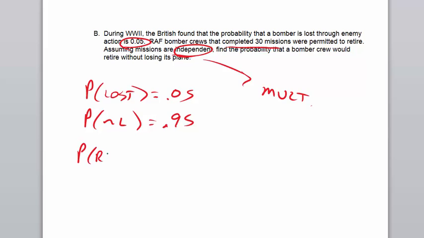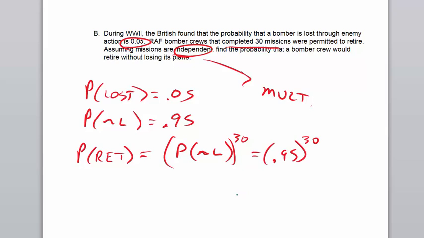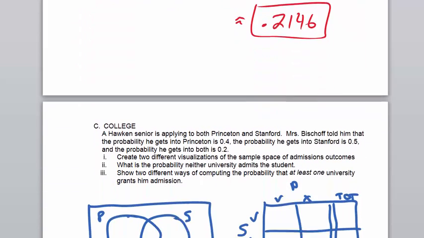What's the probability that you retire? Well, that's the probability that you don't lose your plane 30 times, and because they are independent, I can just multiply all those together. And so I had to do that 30 times. So this is 0.95 raised to the 30th, which is about 0.2146. What that means is there was slightly more than a 21% chance that a bomber crew would retire, or roughly 1 in 5 retired, 4 out of 5 were shot down. World War II, pretty brutal place.